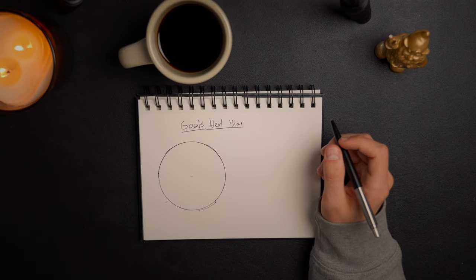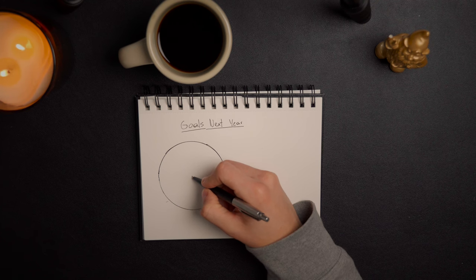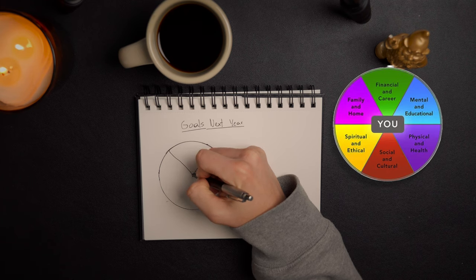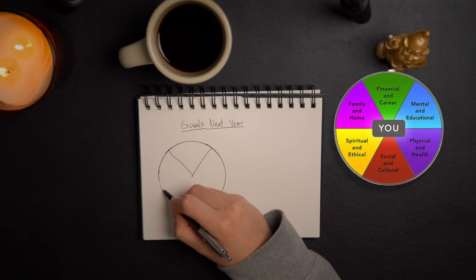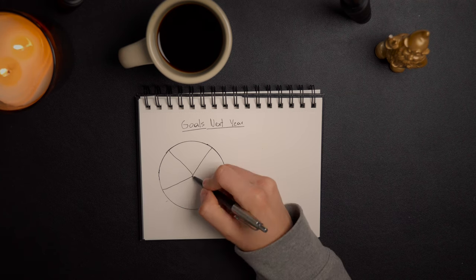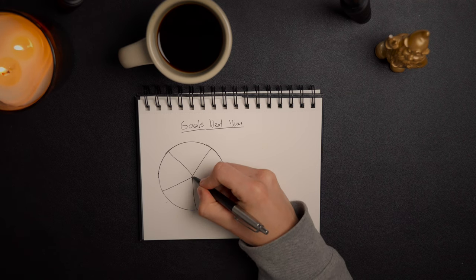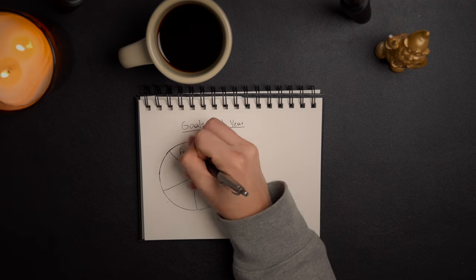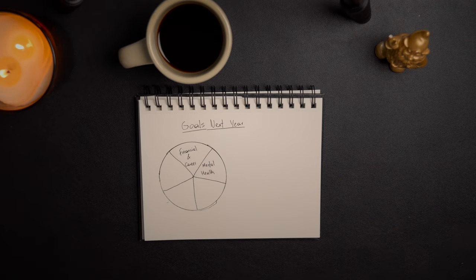We then divide the circle into slices of pizza, and we write certain categories. This is what we call the Wheel of Life. The Wheel of Life is a tool that helps you take a 360 look at your current life situation, in this case, at your current goal situation. You can choose the categories you want. But I will go for the following: financial and career, mental health, education, physical health, and creativity.